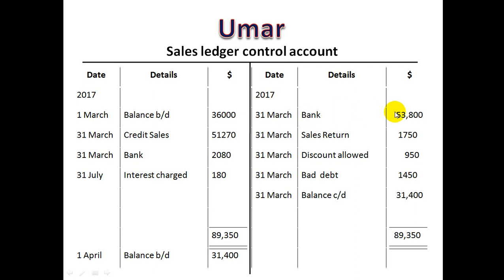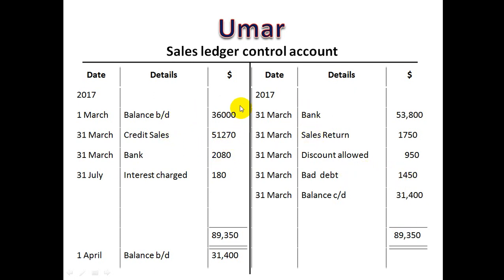Amount received from credit customers will come in the credit. Sales return, for which we had issued a credit note, will come in the credit. Discount allowed is also decreasing our trade receivable or the sales ledger, so it will come in the credit. Bad debt written off means these amounts will not be recovered anymore. They are also decreasing the trade receivable, so it will come in the credit.